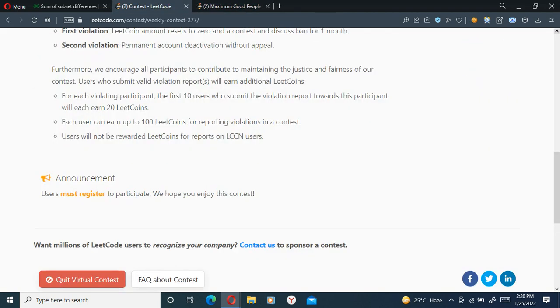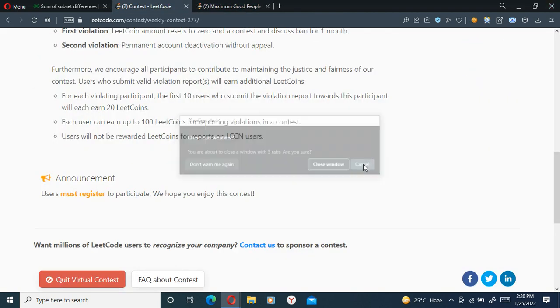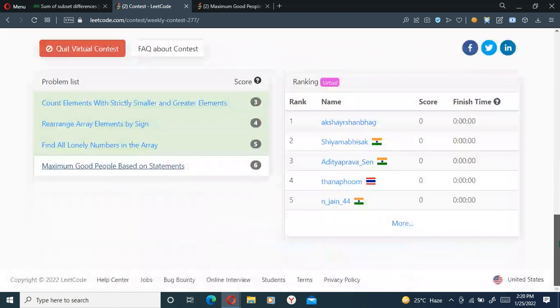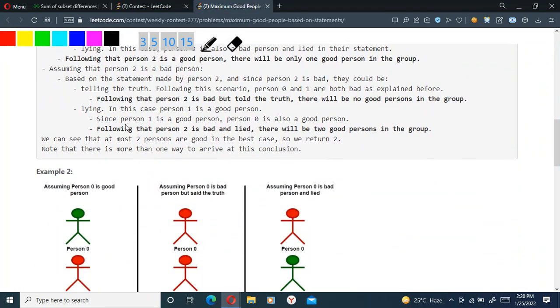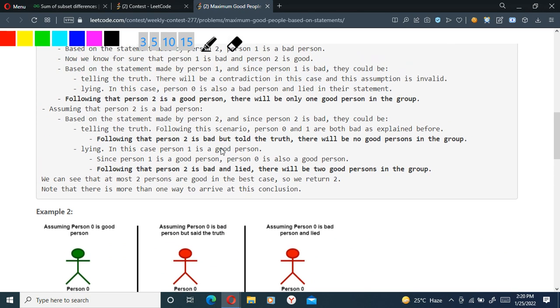What is the time left? Oh, nope. I do not want to cancel. No, 46 minutes. I wasted too much time. Following that, person 2 is bad and lying, both altogether.